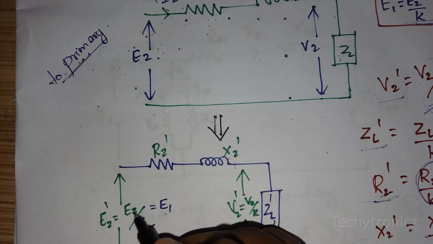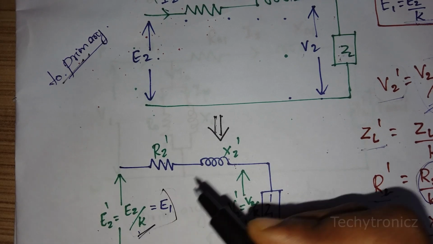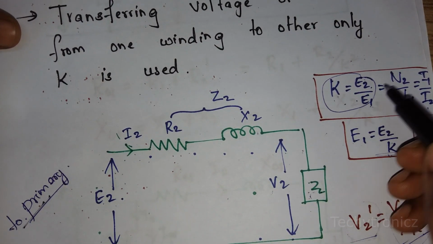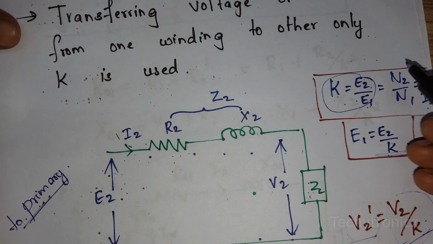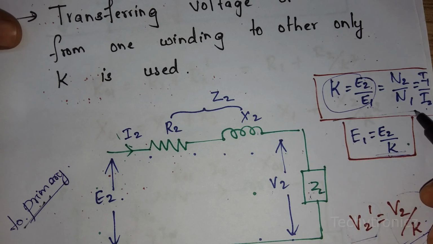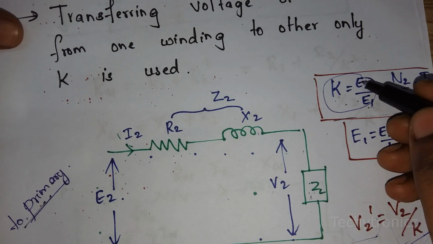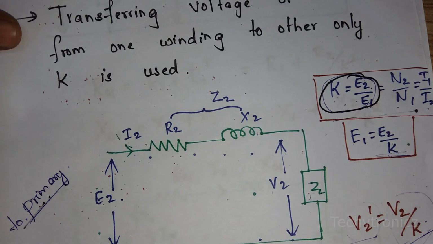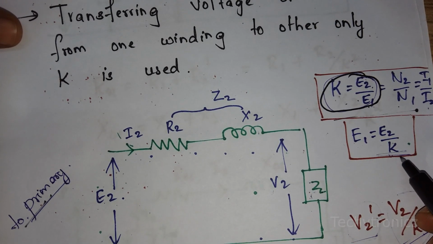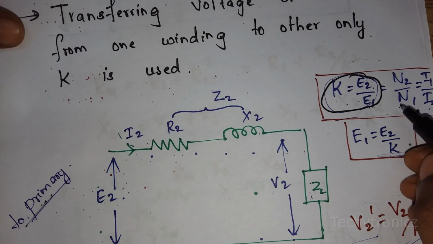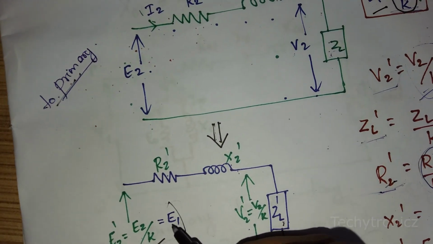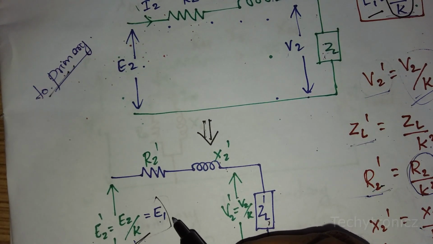How is E2 by K equal to E1? We have the transformation ratio equation: K is equal to E2 by E1, which is equal to N2 by N1, which is equal to I1 by I2. We all know this transformation ratio equation, right? From this equation, take only K is equal to E2 by E1. Therefore, E1 is equal to E2 by K, so we have considered E2 by K is equal to E1.